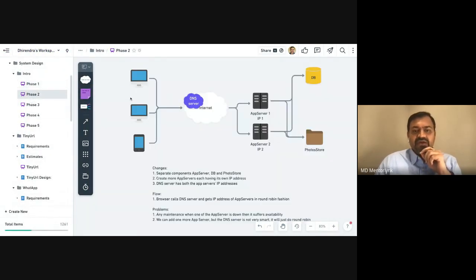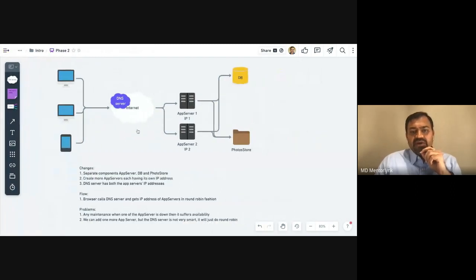So phase two, if you think about what you can do, you can first of all separate the components of the collected component, which we said the app server will serve as everything. Let's first of all distribute that, right? You have an app server, database, and photo store. You separate them out first of all, and we'll talk about the reasons. And then the second thing is you create more app servers, because one of the problems was that it is not available, even if the server doesn't crash.